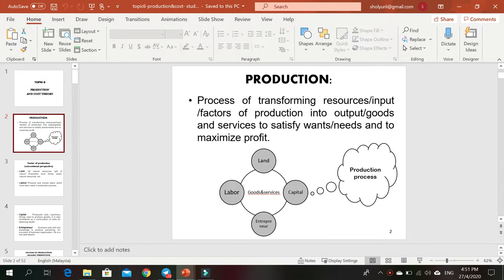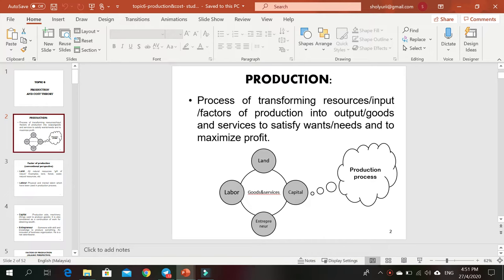So let's proceed with our topic, production and cost theory. In this topic, for you to understand this, you must imagine yourself as a producer or a seller, so that it will be easier for you to understand.